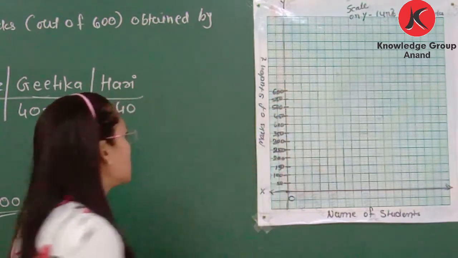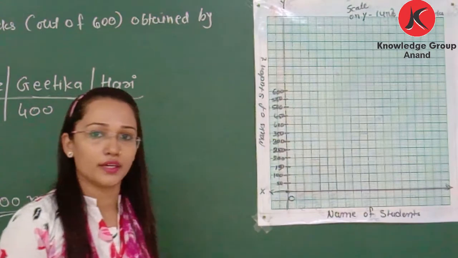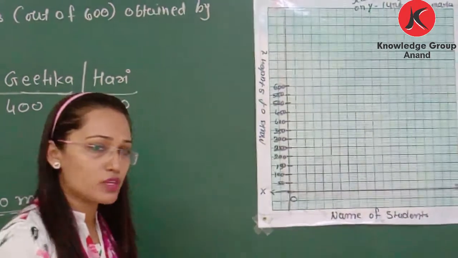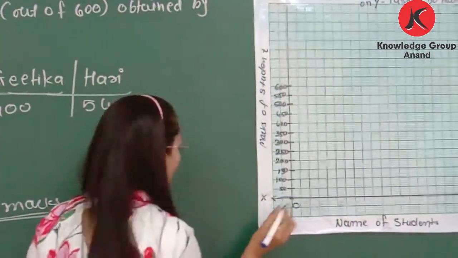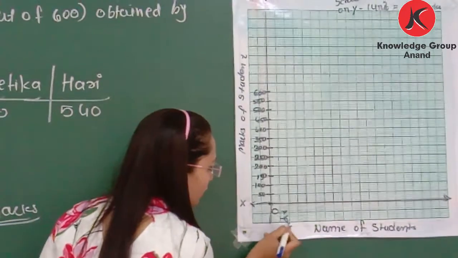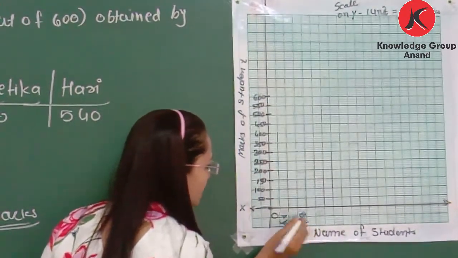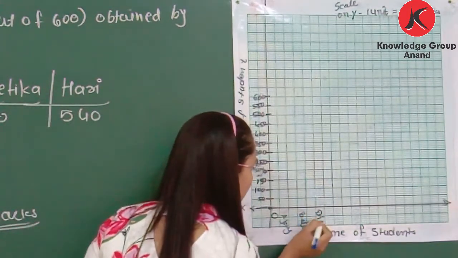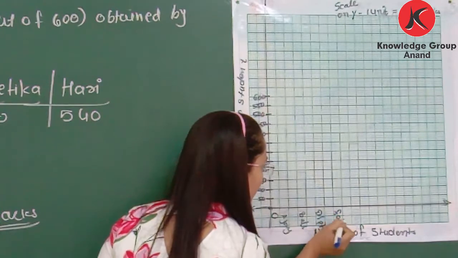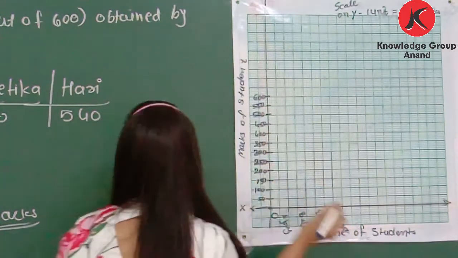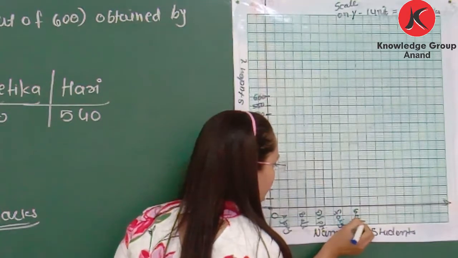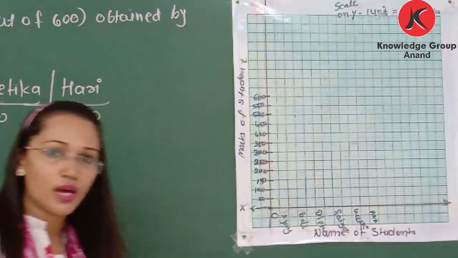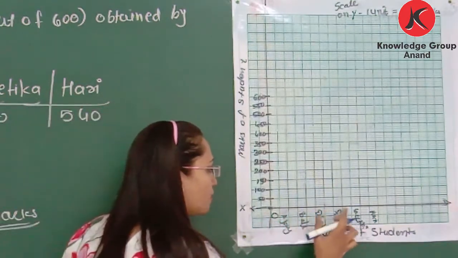Here the maximum value is 540, so we can draw up to 600. Now on this line we need to represent the name of the student. So let's represent. The first student is Ajay, then Bali. Here I skip one box between each name. Dipti, then Fayaz. After this, Geetika, and last Hari. One box for each student.